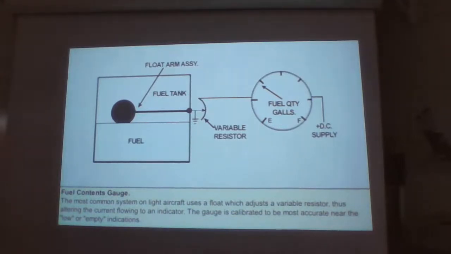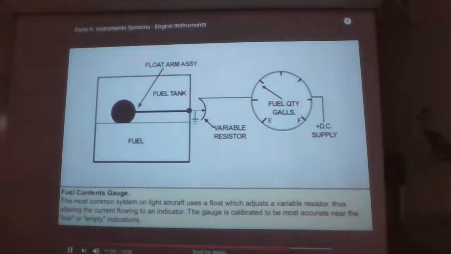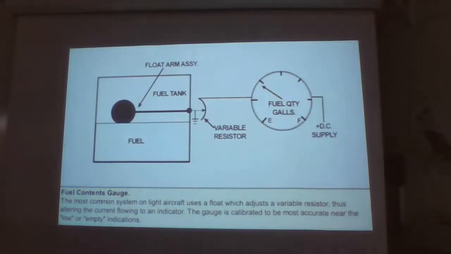On light aircraft, the most common of these uses a float which moves to position a wiper on a variable resistor. This in turn alters the current flowing to an indicator, moving a pointer over a scale calibrated in volume. The disadvantage of this system is that the indication is not linear, and there is no provision for making adjustments for system accuracy. The gauge is set to be accurate at the low and empty positions. The system is also subject to errors whenever the aircraft maneuvers and the attitude changes.